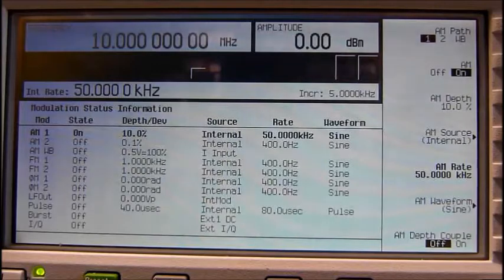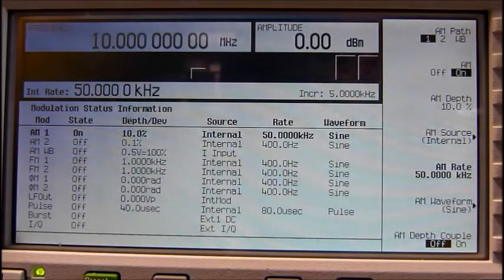Hello, this is a small demonstration on analog amplitude modulation using three types of equipment: a signal generator, a spectrum analyzer, and a digital oscilloscope.